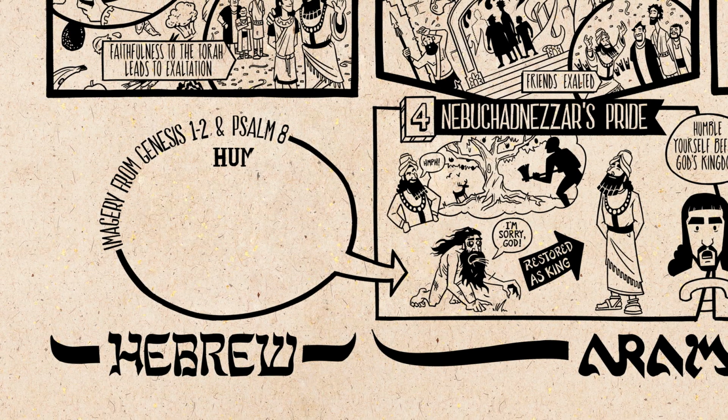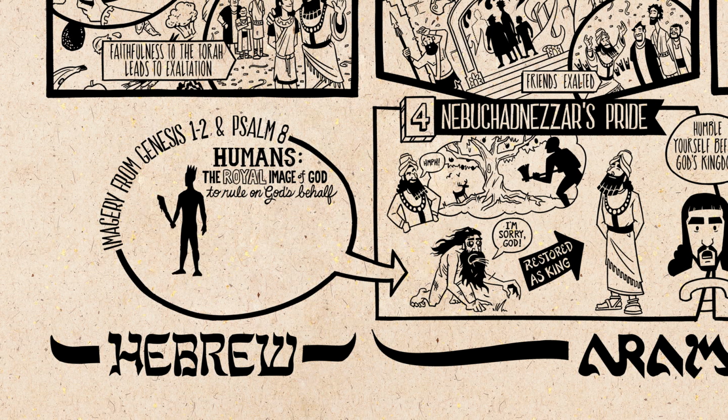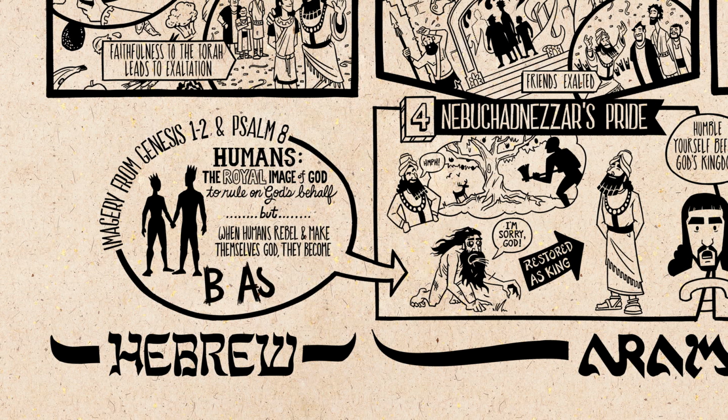Now, these 2 stories draw this imagery from Genesis chapters 1 and 2 and Psalm 8, where humans are depicted as the royal image of God. He's given them authority to rule over the beasts of the field and the birds of the air on behalf of God, who is the world's true king. But when human kingdoms forget that, when they rebel and make themselves and their power into a God, they become less than human, like violent beasts who will face God's justice.